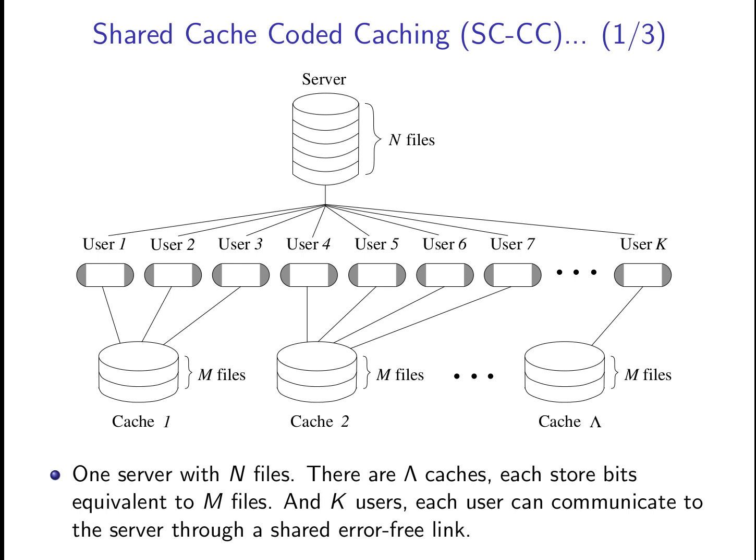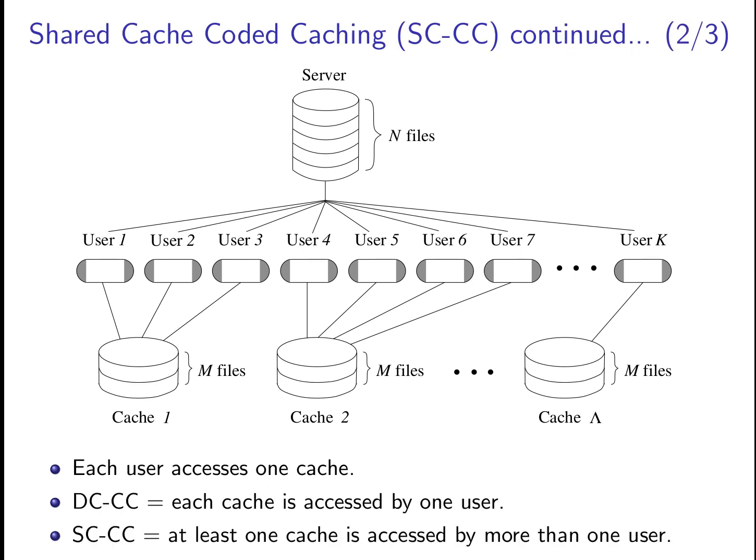Okay, so shared cache coded caching, if you see here, there is a server containing N files. At the bottom, there are capital Lambda caches. Each cache can store bits equivalent to M files, and in between there are K users. The link between a user and a cache indicates that the corresponding user accesses that cache. For example, here users 1, 2, 3 access cache 1, users 4, 5, 6, 7 access cache 2, and user K accesses cache Lambda. Now all the users can communicate to the server through a shared link broadcast channel.